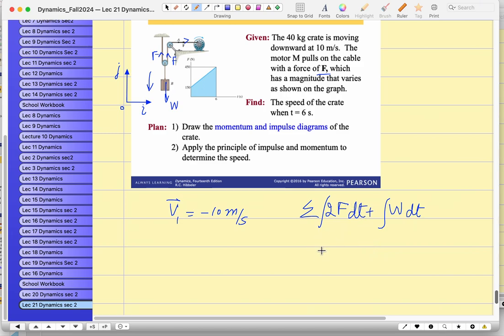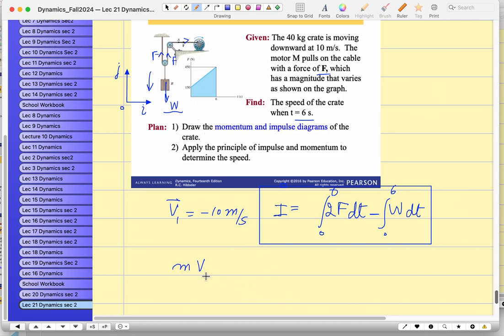From 0 to 6 seconds, you have to find this. Remember, if you do the algebraic sum, the weight is going downward, so I'm going to write a negative sign here because downward is negative impulse. This is the impulse of the two forces. Let me remove the summation sign because we are doing it algebraically. This is my impulse of all the forces. There are just three forces, 2F upwards and W downwards.